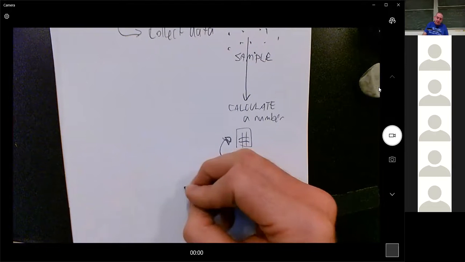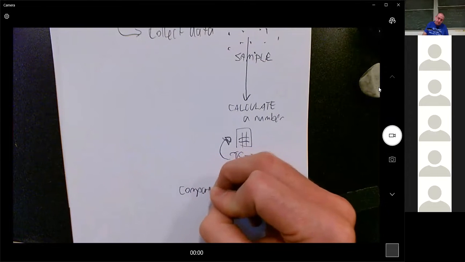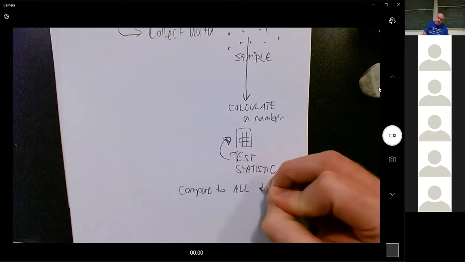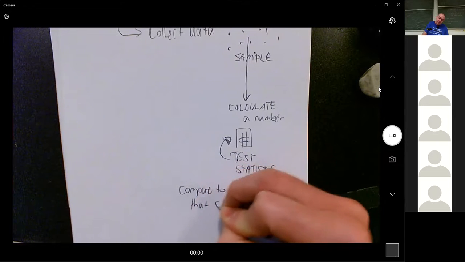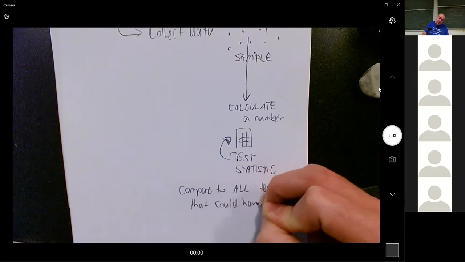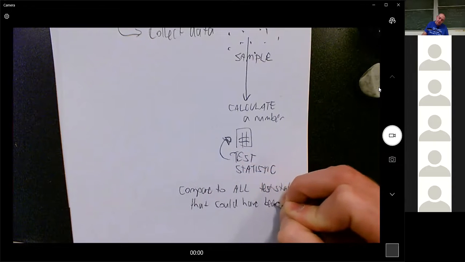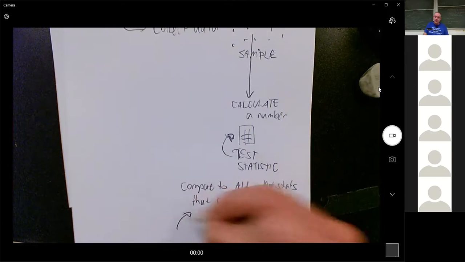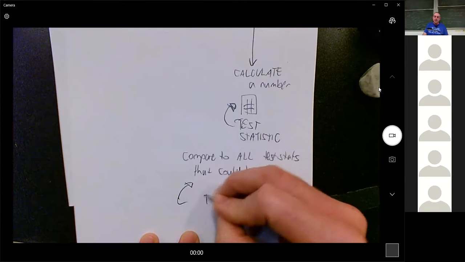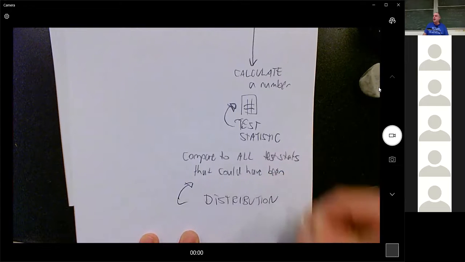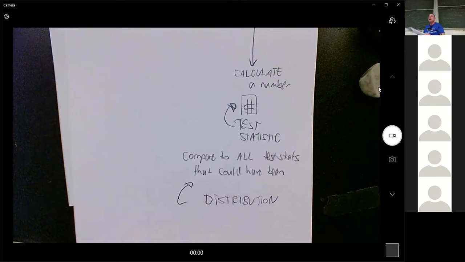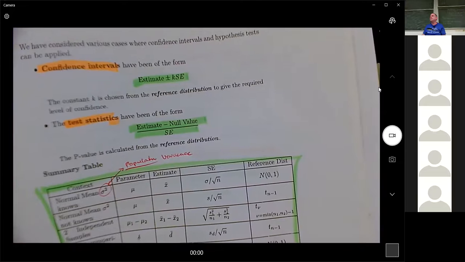So we're going to compare this to all test statistics that could have been. And all the statistics that could have been is a distribution. In this table it's called a reference distribution.